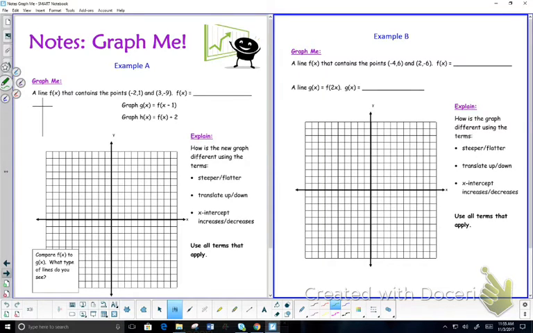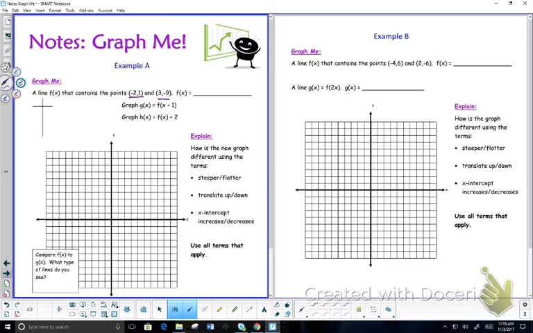Okay, so let's start right here. We're given 2 points. You see them? There's one, there's another. Plot them on your graph.